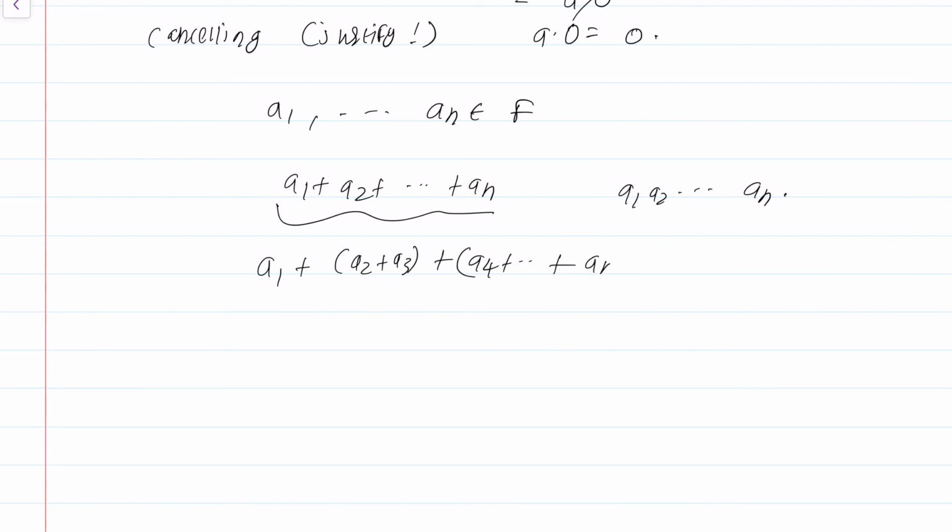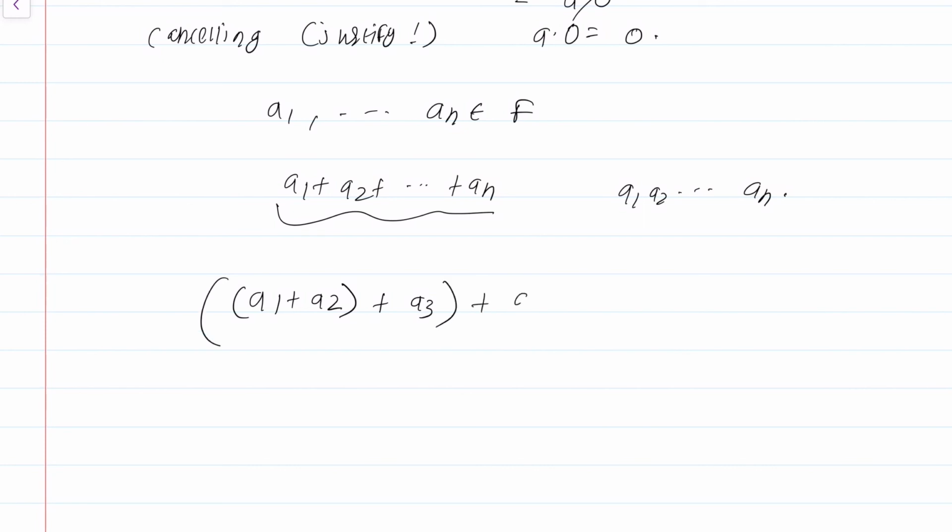an. Technically, this is not well defined. Remember that addition is defined only for 2 elements. So what I have to essentially do to make this precise is ensure that there are parentheses at appropriate places. I can do a1 plus a2, then I can do plus a3. This will give me one element. Then I can do plus a4. This will give me another element. Then I can do plus a5 and so on. And I have to put enough parentheses so that at each given point of time, the addition is sticking to exactly two elements of the field.